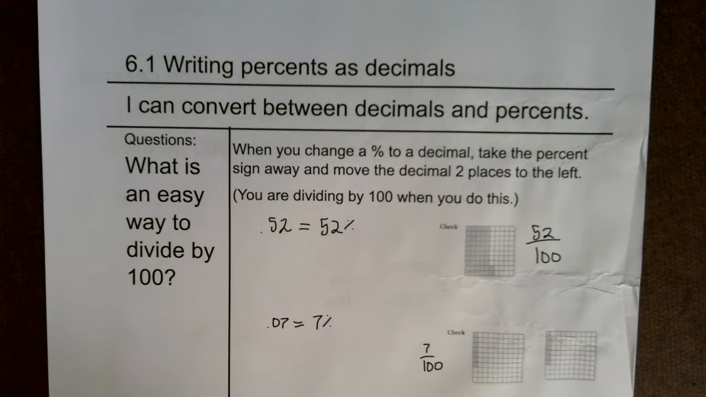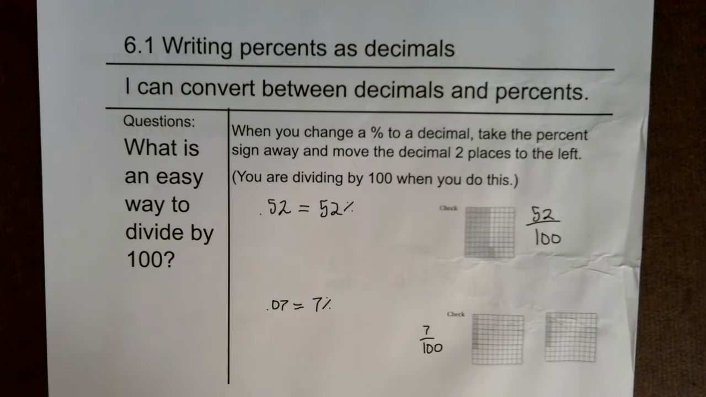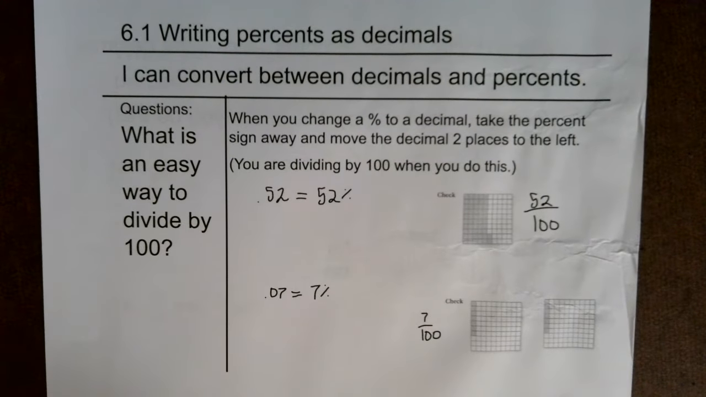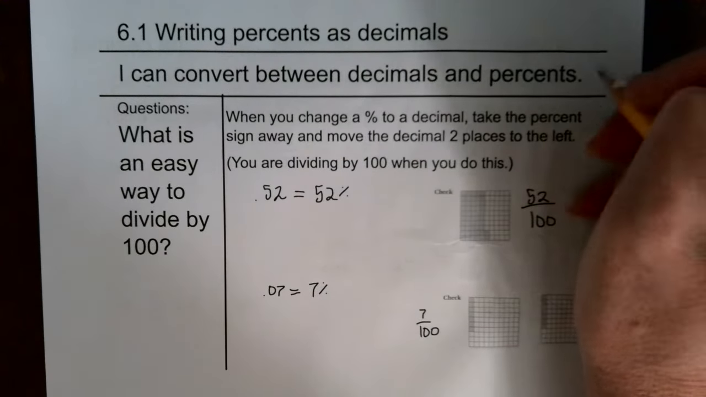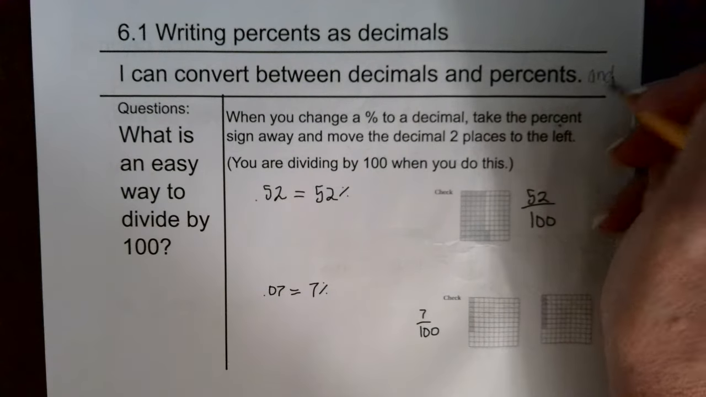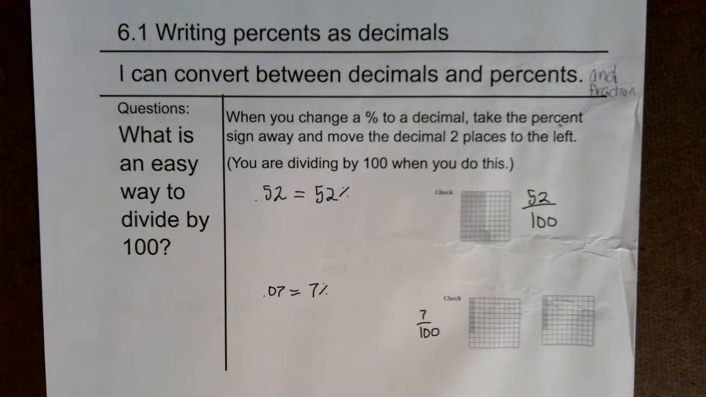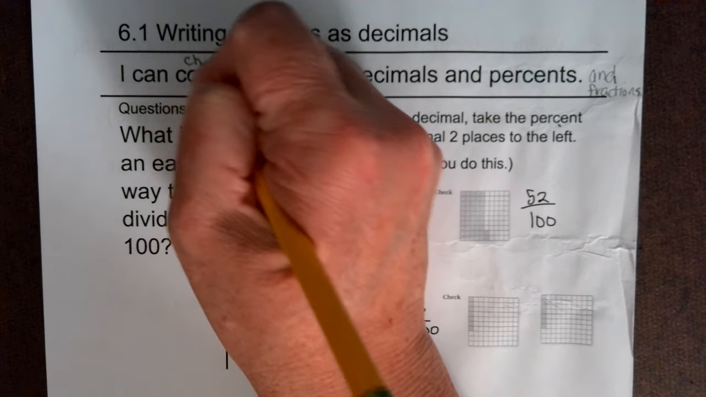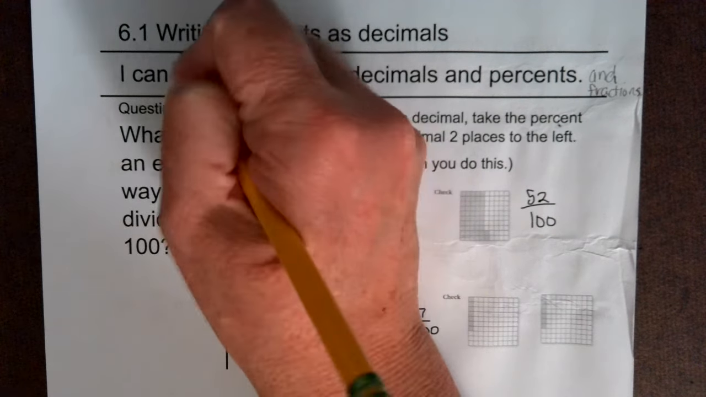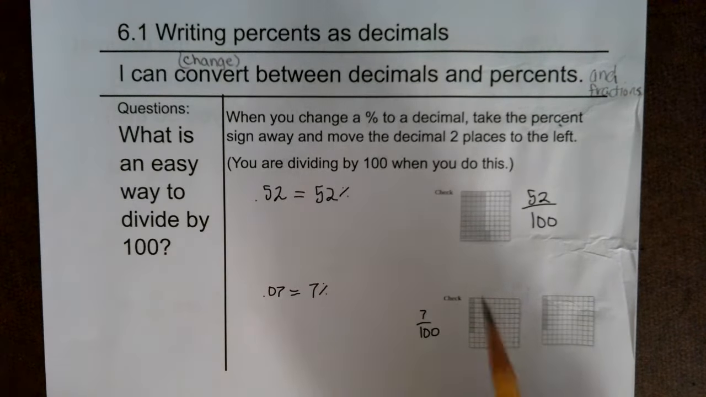So we are moving into a unit that's going to be on percents and decimals, and you need to be able to do a few things with this unit. The first thing that you need to be able to do is to convert between decimals and percents, and I'm going to add to that fractions, so that you can take a number and you can convert it, which means to change it. Converting is changing. I can change between decimals, percents, and fractions.